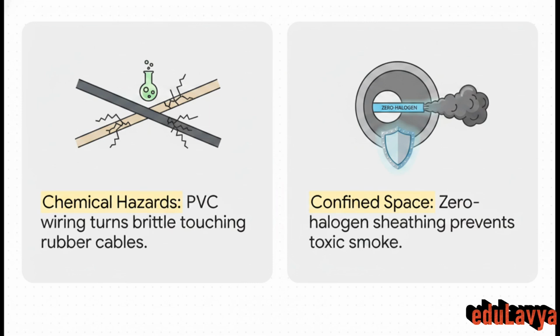Plus, when we're routing cables in confined spaces, like tunnels or subsurface stations, we absolutely have to use zero-halogen low-smoke sheathing. Why? Because if there's a fire, standard plastics produce lethal toxic gases. So the physical installation materials themselves act as a primary safety shield.